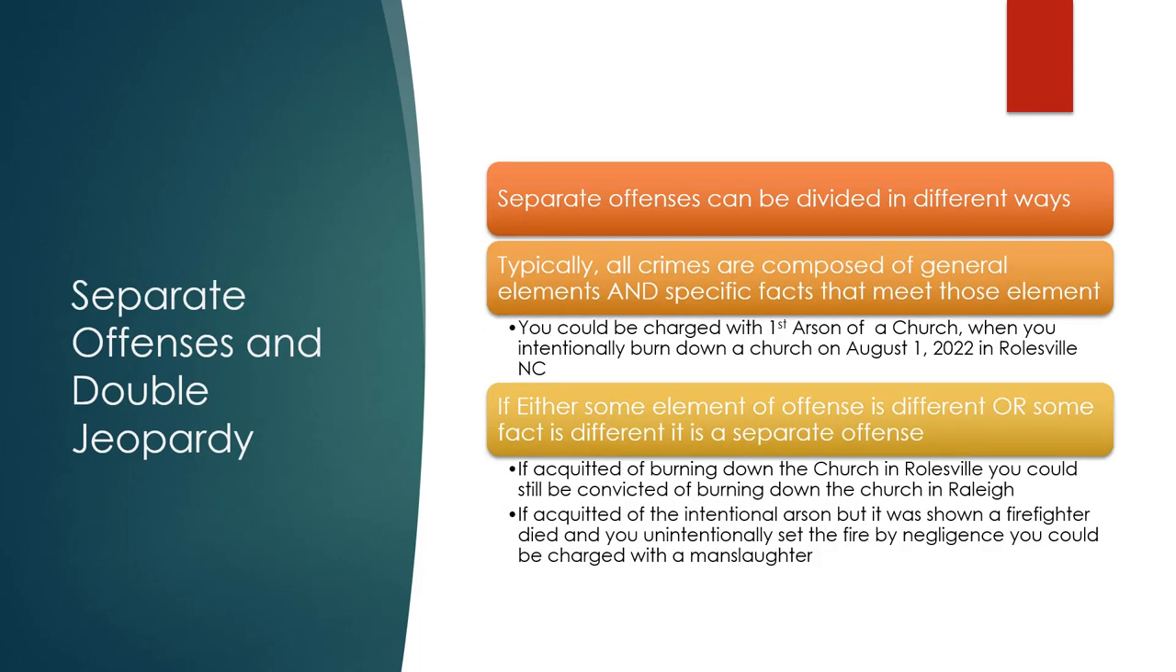Let's go to the next one. Separate offenses, of course, can be divided in different ways. What do we mean by this? Typically, all crimes are composed of general elements and specific facts. So you could be charged with first-degree arson of a church when you intentionally burned down a church on August 1st, 2022 in Rollsville, North Carolina. But let's suppose you burn down a different church. We can charge you. Double jeopardy doesn't attach.